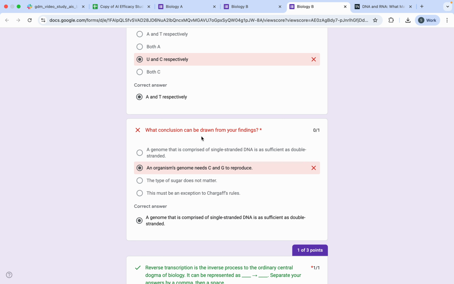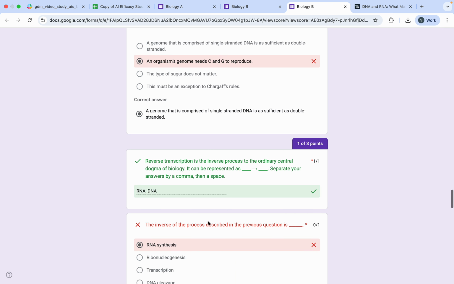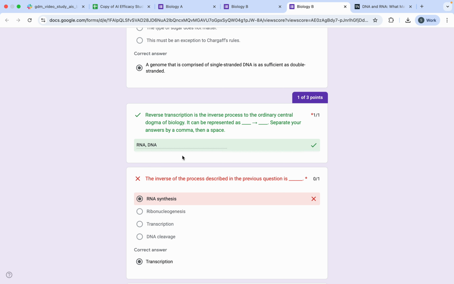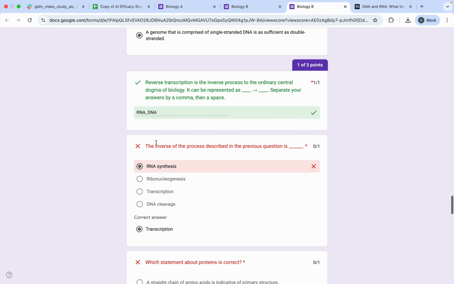What conclusion can be drawn from your finding? A genome that is comprised of single-stranded DNA is as sufficient as double-stranded. Okay. Reverse transcription is the inverse process to the ordinary central dogma of biology, and it can be represented as RNA to DNA. Yes, this is correct.